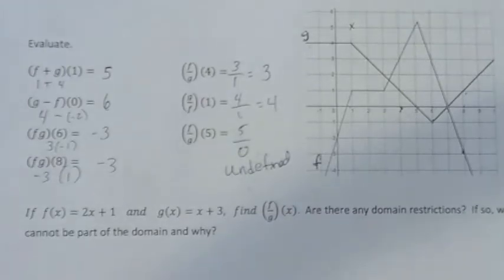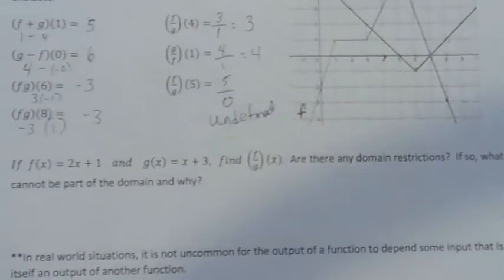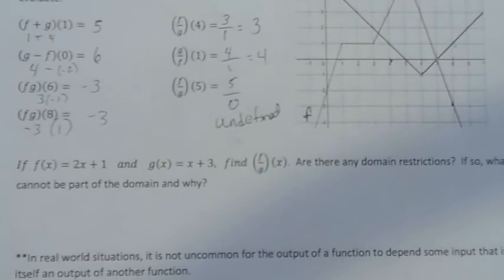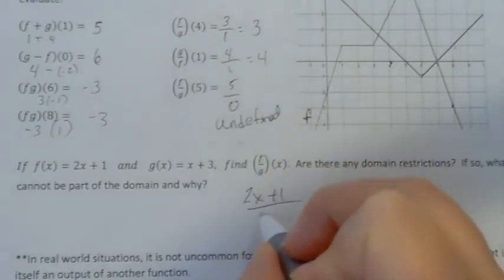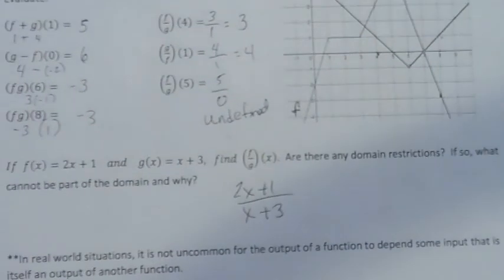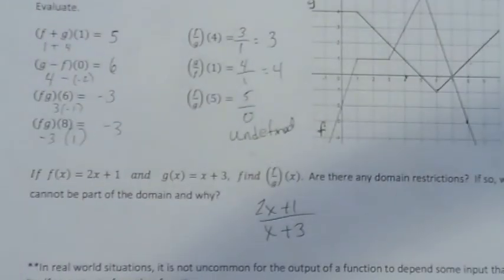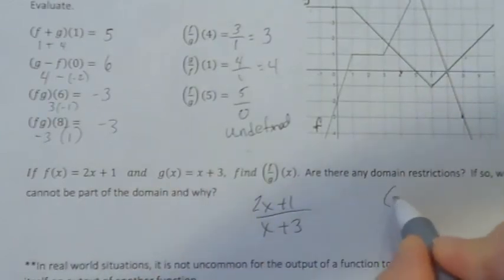Let's think one last time here about domain restrictions. What if I had f divided by g of x? So I would have the f function, which is 2x plus 1, divided by the g function, which is x plus 3. The domain restrictions, if I just look at this one's linear and that one's linear, so they would start as negative infinity to infinity.